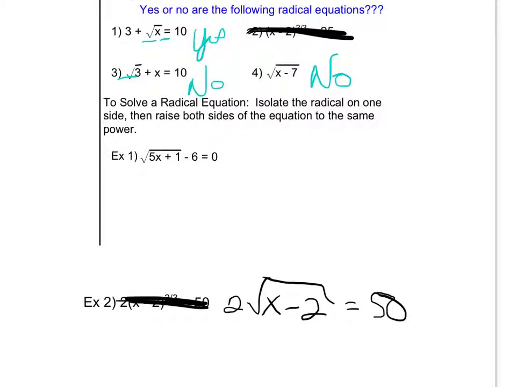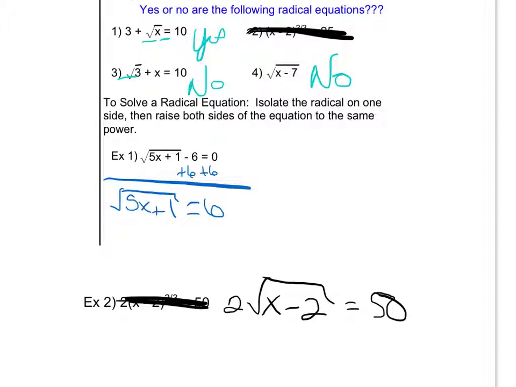So how do I solve a radical equation? Well, very similar to absolute value equations in the aspect that I'm still going to start by isolating a radical on one side. So for example, on number 1, if I have the square root of 5x plus 1, subtract 6 equals 0, in order to isolate or get the radical all by itself, I'm going to have to add 6 to both sides, giving me the square root of 5x plus 1 equals 6.